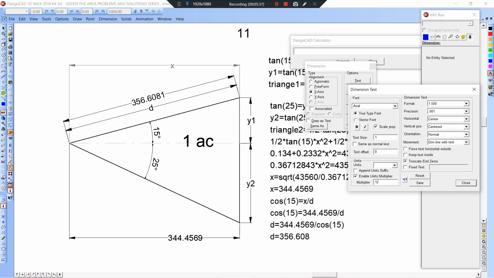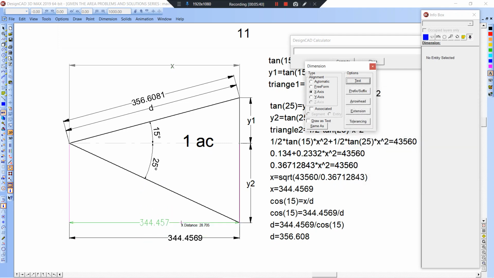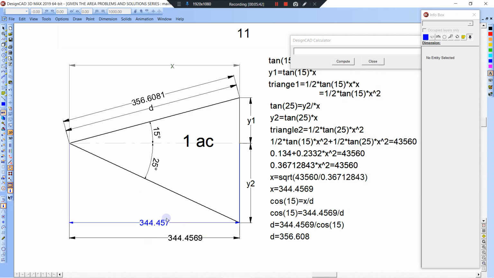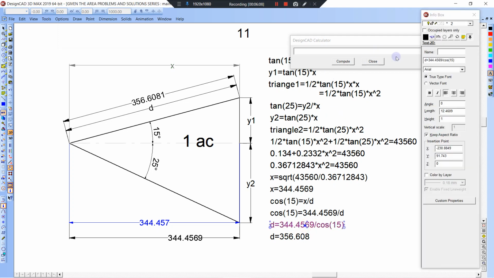Then I end up with the correct answer. There you go. So that's that answer, and that's where that answer goes. I'm trying to show you that it actually works. Then cosine of 15 is equal to this over d. So cosine of 15 is equal to 344, this dimension over this dimension, right? And solve for d, you get 344 divided by cosine of 15.